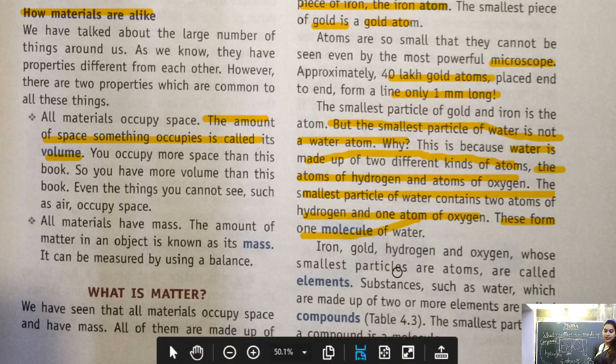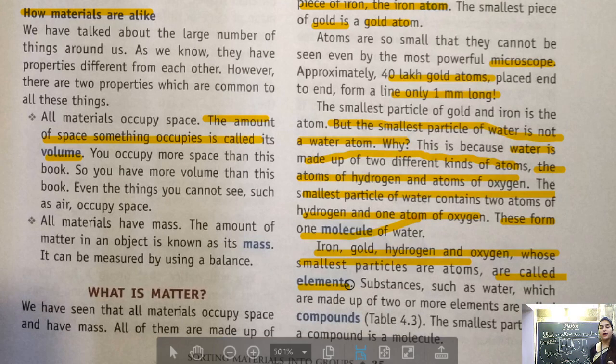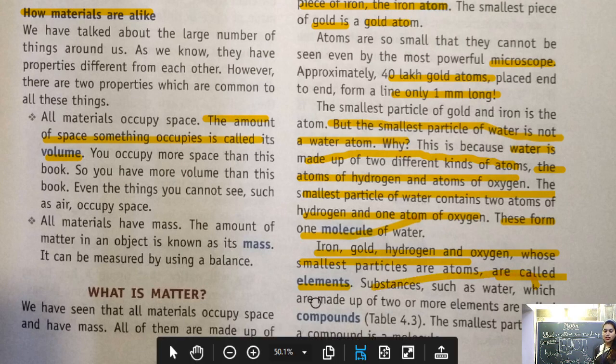Okay? Let's see. Iron, gold, hydrogen, oxygen, whose smallest particles are atoms, are called elements. Those whose smallest particle is an atom, like iron, gold, silver, we will call them elements. And substances such as water, which are made up of two or more elements, are called compounds.